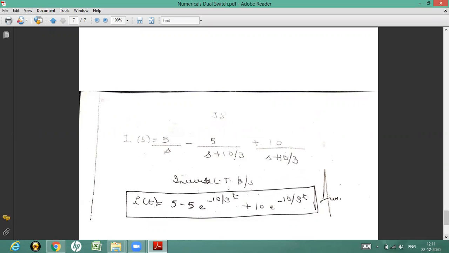So all these equations are in the frequency domain, and in order to get the result in the time domain, we have to apply the inverse Laplace transform. The inverse Laplace transform basically converts the frequency domain equation into a time domain equation. So you can see i(t) is equal to 5 minus 5 e raised to the power minus 10 by 3 into t plus 10 e raised to the power minus 10 by 3 into t.